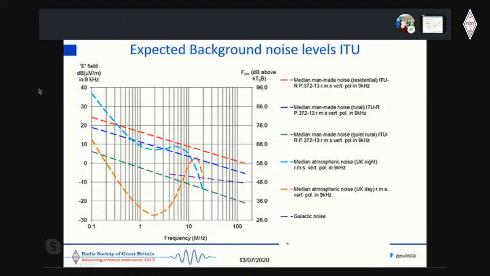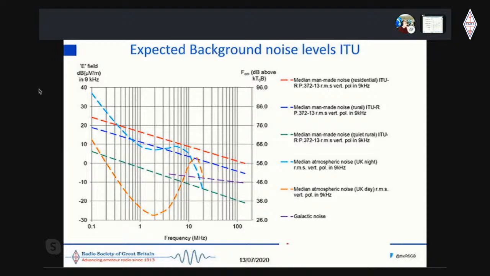Now, if you remember, all of the graphs I've shown you so far have had numbers with fours and fives at the beginning. So they've been 45 or 55 dB microvolts per meter. That shows you that the VDSL level in some of the worst locations can be up to 40 dBs above the background level. The other funny lines on here are what happens with atmospheric noise at night and during the day, and also the galactic noise level. So that's the sort of levels that one would expect to find without the presence of big interferers.